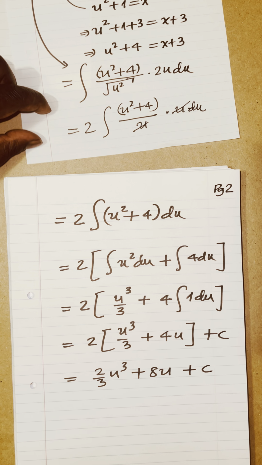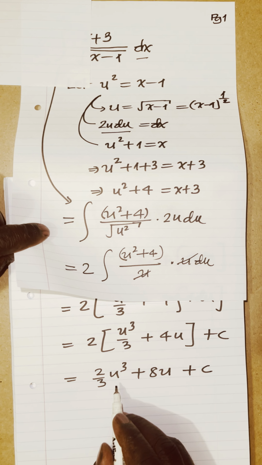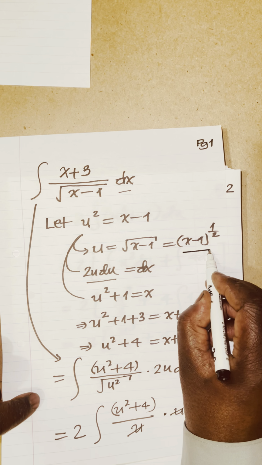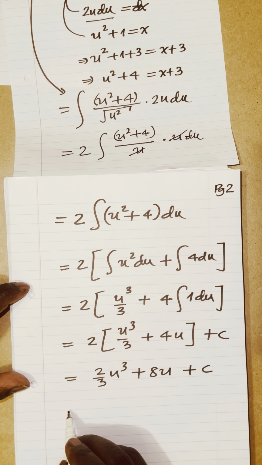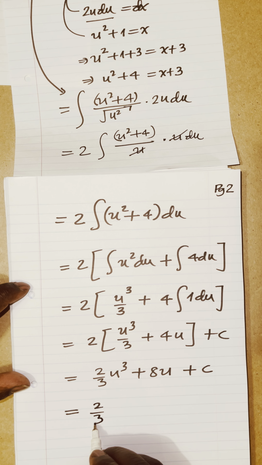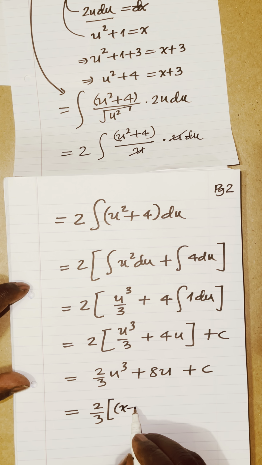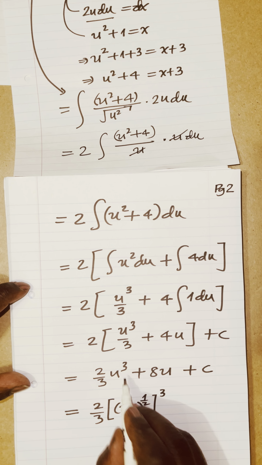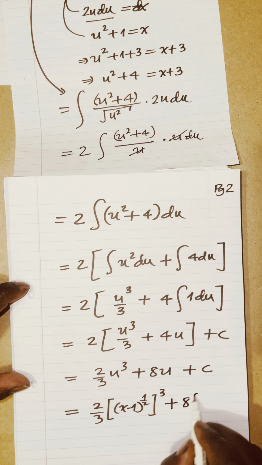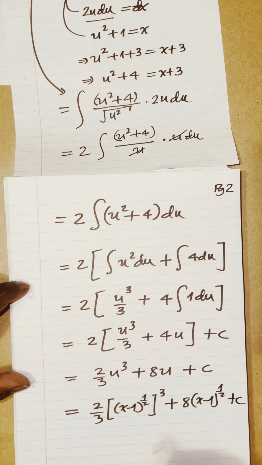We must revert to our original variable, which is x. And what is the connection between u and x? It is x minus 1 to the power half. So I'm going to put x minus 1 power half here and there. So what I obtain is 2/3. And I have, remember, u is, I'm going to use brackets here now, x minus 1 to the power half. But the whole of this has to be cubed because we have a 3 there. Plus 8 times x minus 1 to the power half. And then plus the constant of integration.